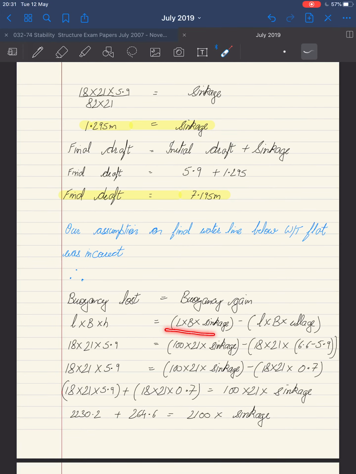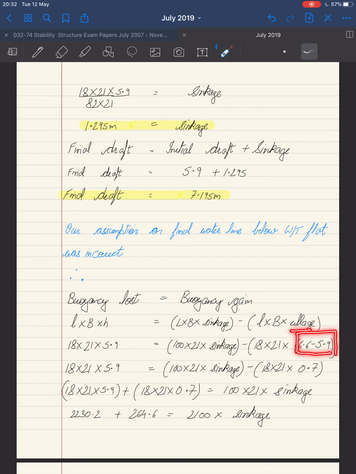So this length times breadth times sinkage is basically the volume of the bigger cuboid, which we had seen in the diagram just before this. And this small l times capital B times the ullage is the volume of the smaller cuboid, which we had seen before this diagram. So capital L is 100 meters, breadth is 21 meters, sinkage is what we are supposed to find out. Small l is 18 meters, capital B is 21 meters, and ullage is 6.6 minus 5.9 meters.